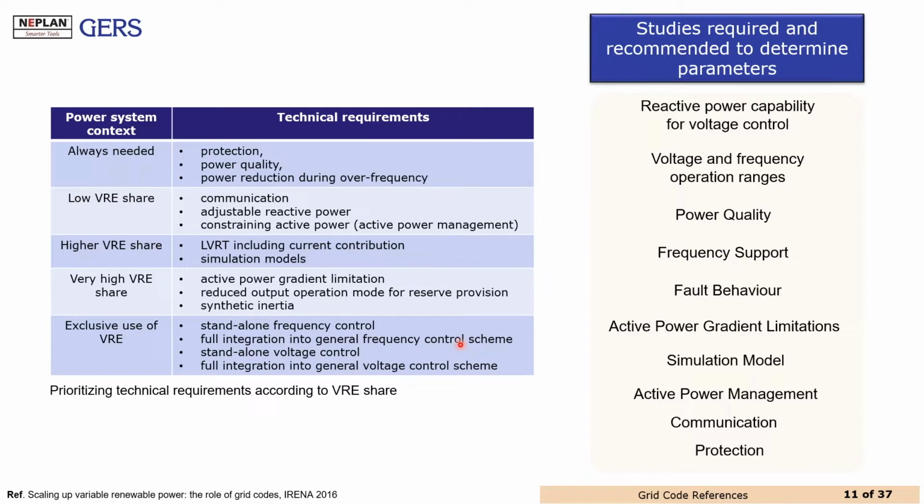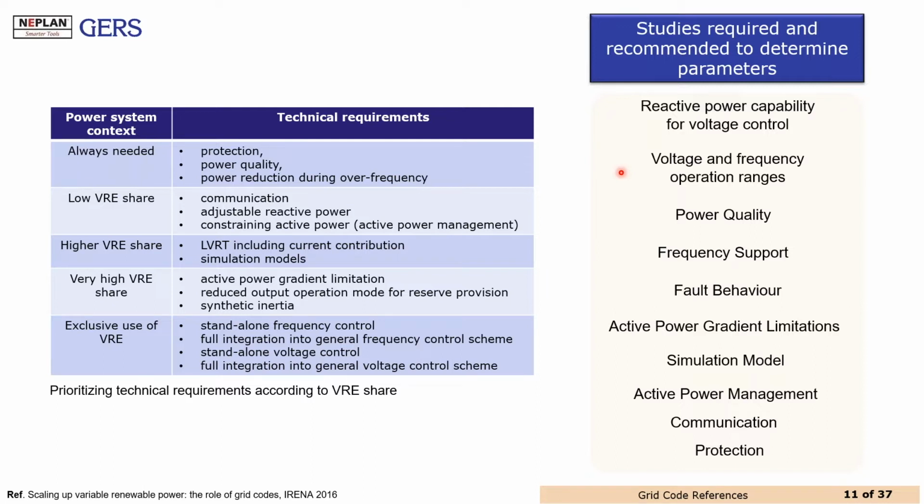This list also considers some parameters to be included in the grid code compliance specifications. I am illustrating here, for example, a list of studies required and recommended to obtain different parameter specifications for the grid code. So we have here different references that offer the state of the art in this kind of requirements. For example, reactive power capability for voltage control, and voltage and frequency operation ranges, are required in power system simulations using load flow simulations.